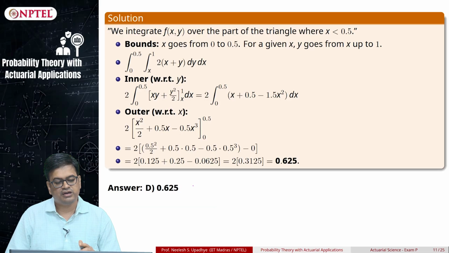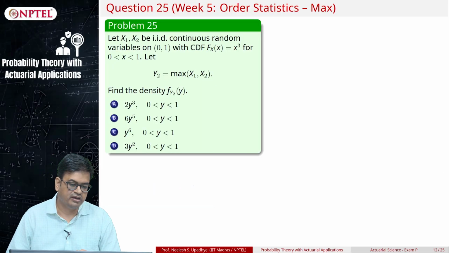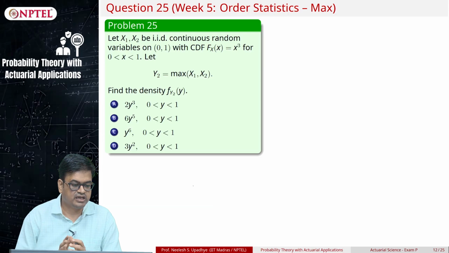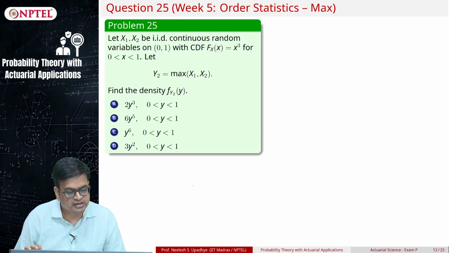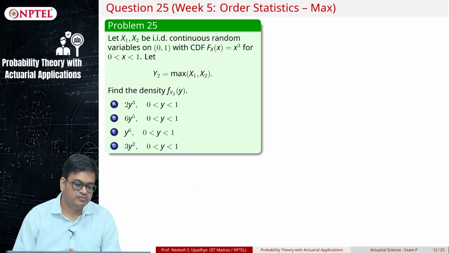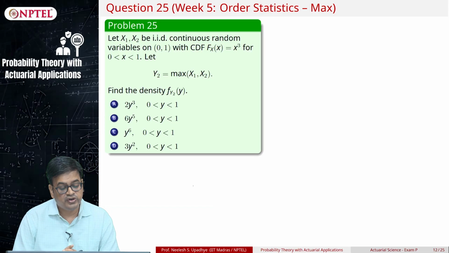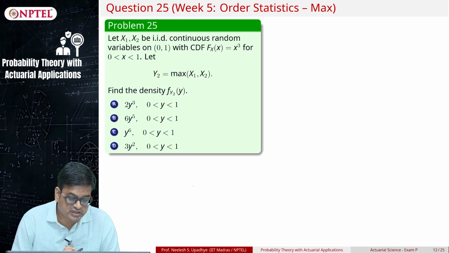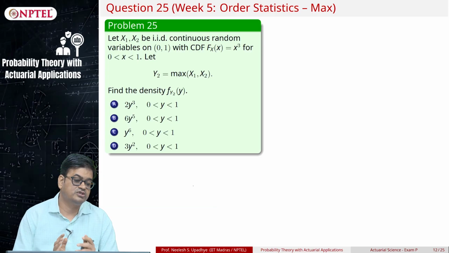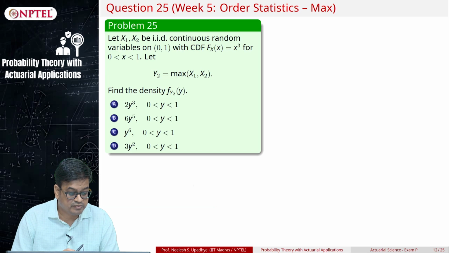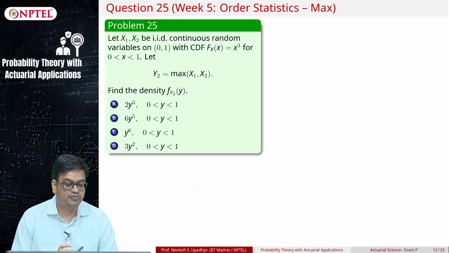Okay. Let us move on to the next problem, which is question 25, and this is X1, X2 are IID continuous random variables within the interval 0 to 1, where they have CDF F_X(x) equal to x cube for 0 less than x less than 1, and Y2 is essentially the maximum of X1, X2, and you are asked to find the density of F_Y2.